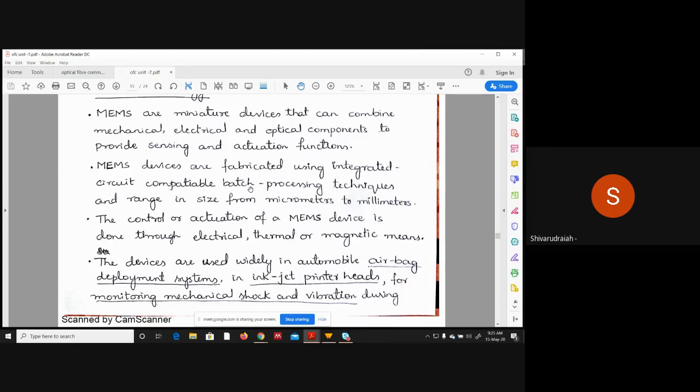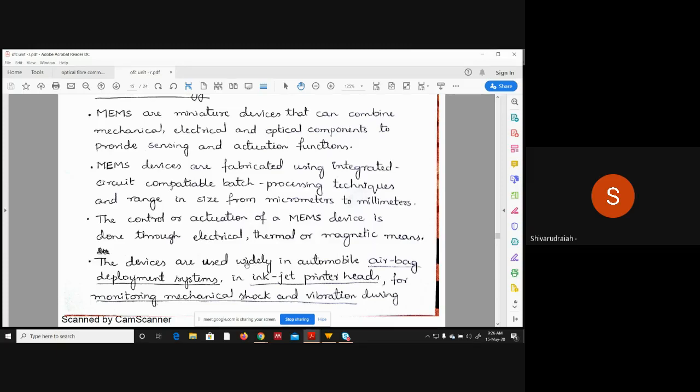Okay, and you can see the range or the size of these devices, they vary from micrometers to millimeters. Okay, how do we control this MEMS optical device constructed using MEMS technology? We can control it either through electrical means, thermal means, or by magnetic means. So these are the ways of controlling the MEMS based optical devices.